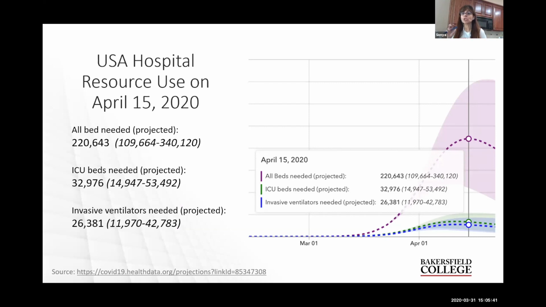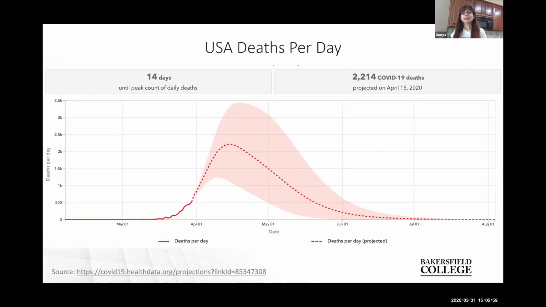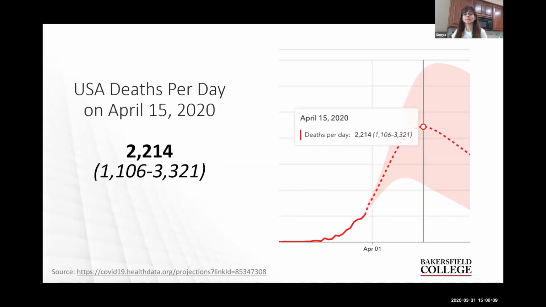we have here sort of zooming into the resources when we peak. Right now, it's predicted by this statistical model to peak on April 15th. You can see the numbers that are anticipated. Moving to the next slide. This particular website also shows us the number of projected deaths per day. Moving to the next slide.